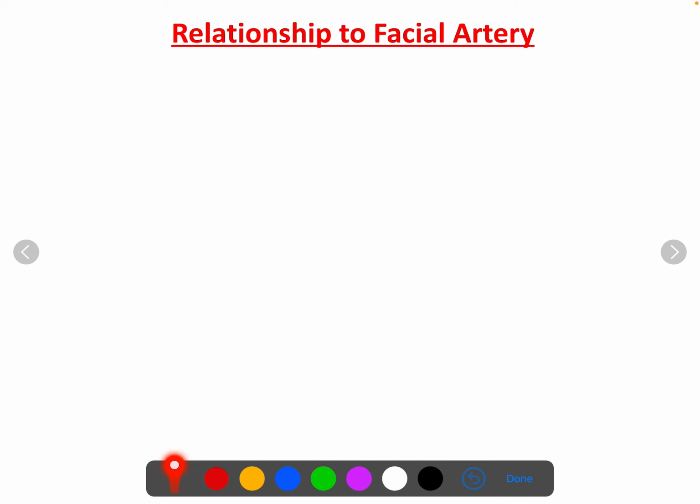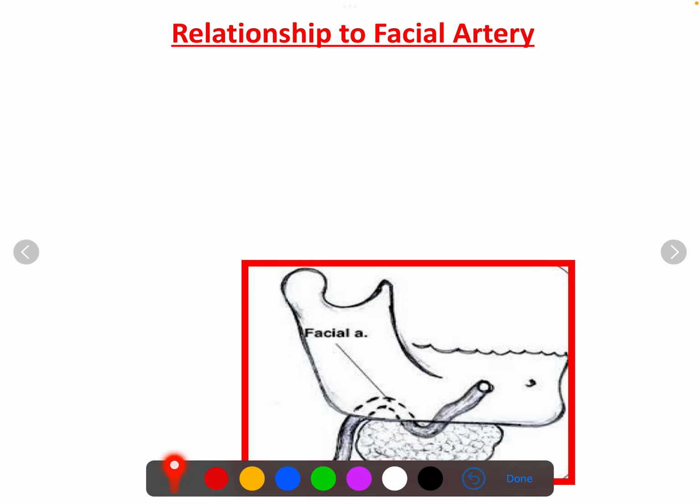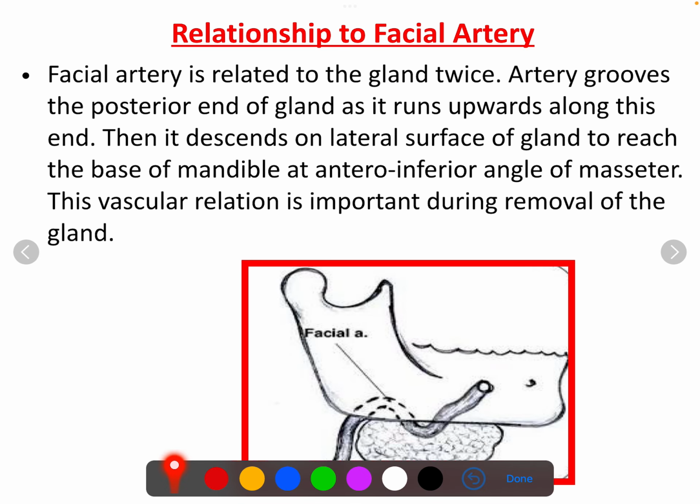Then another one, the relationship of the facial artery. The facial artery is related to the superficial part of the submandibular gland twice. At first it grooves the posterior end of the gland, then it descends on the lateral surface of the gland to reach the base of the mandible and the inferior angle of the masseter. This vascular relation is of surgical importance.